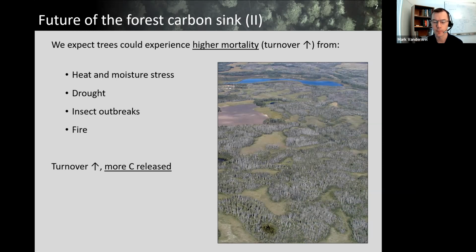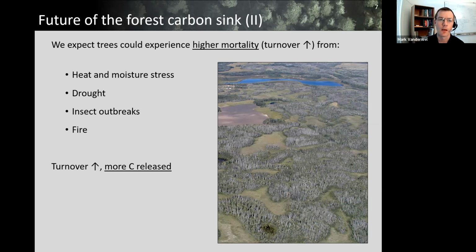Now, each of these processes is relatively difficult to model, so it's hard to get very good predictions on exactly how much additional mortality we're likely to see in the future, or whether that is going to lead to an increase or decrease in the strength of the carbon sink when it's combined with potential increases in productivity.